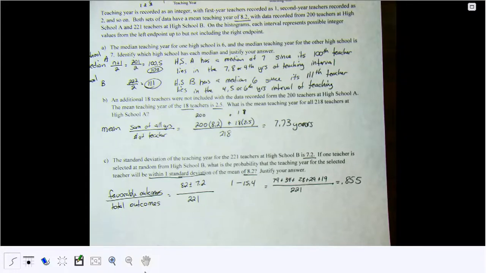Okay. Hopefully that helped, embellished a little bit where we could. And again, it's just a good all-around review of things about descriptive statistics.